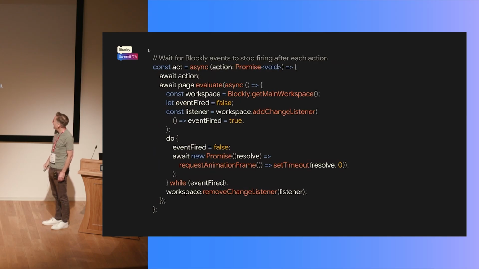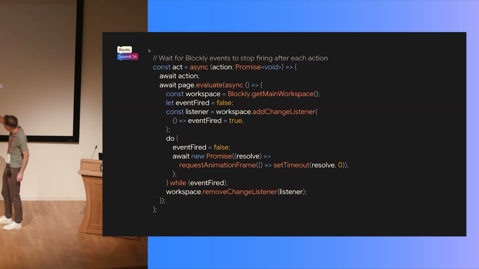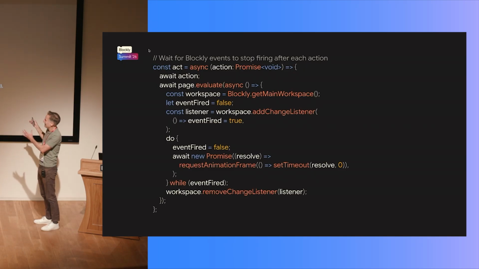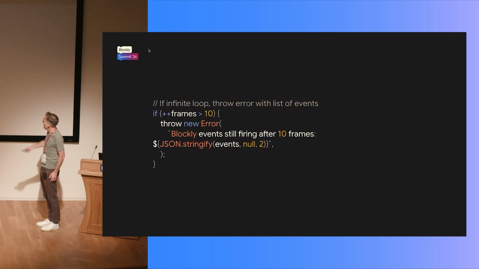And so what I did was I have some helper methods. What this method does is it adds a change listener and allows the events to settle down by requesting an animation frame and a set timeout. So every test action is wrapped in this act command so that you can rely on the events if you need to check them or if they matter for behavior. Things like cut and paste, undo, redo, and some of the multi-select stuff rely on it.